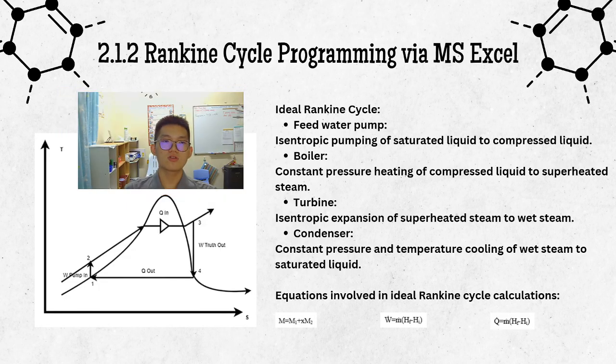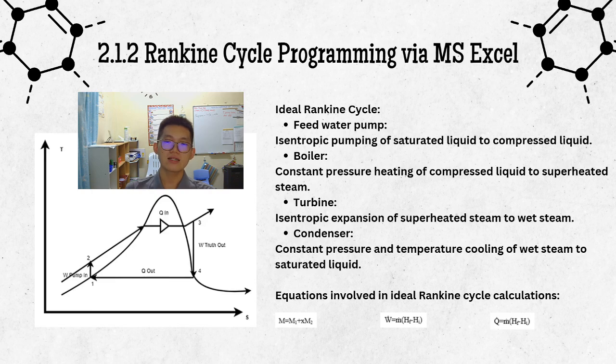A complete process flowsheet of an ideal Rankine cycle was developed in Excel consisting of 4 components: feed water pump, boiler, turbine, and condenser. At the feed water pump, there is isentropic pumping of saturated liquid to compressed liquid. This is followed by the boiler, in which the constant pressure heating of compressed liquid to superheated steam occurs. Then, at the turbine, there is isentropic expansion of superheated steam to wet steam, followed by constant pressure and temperature cooling of wet steam to saturated liquid at the condenser.